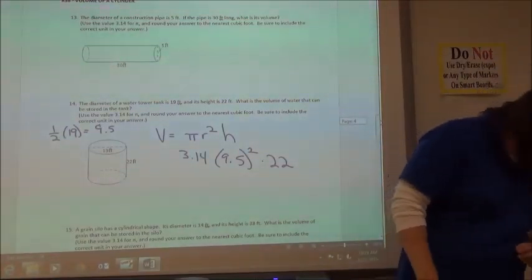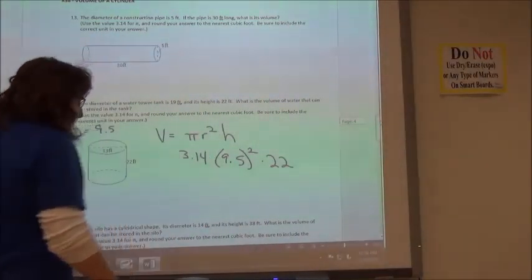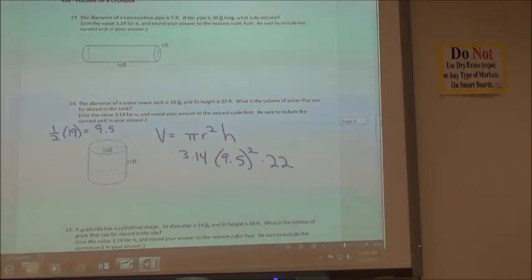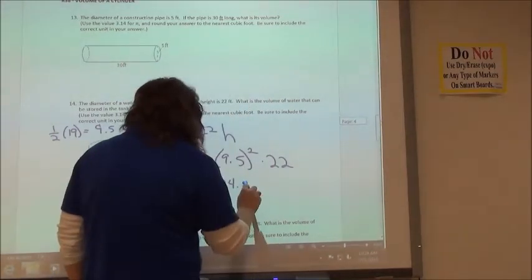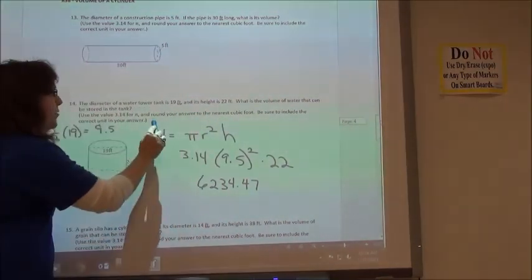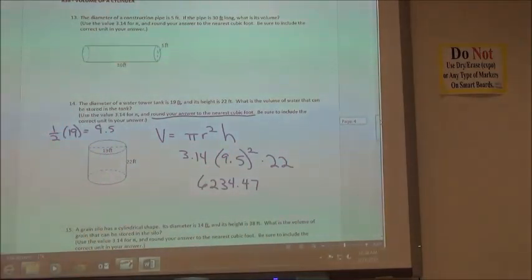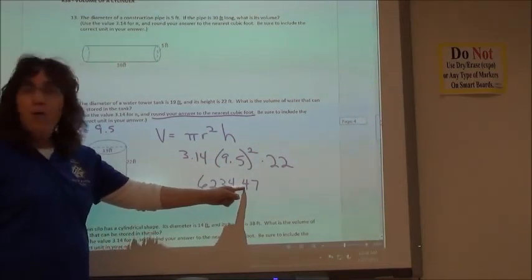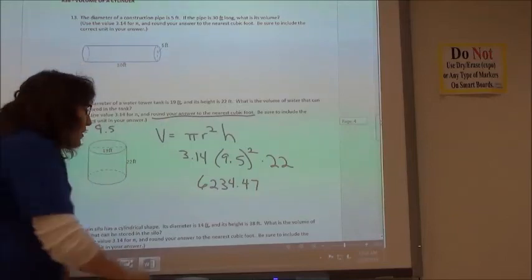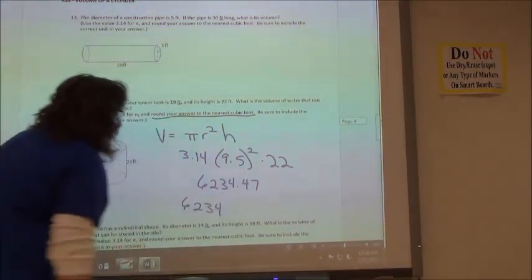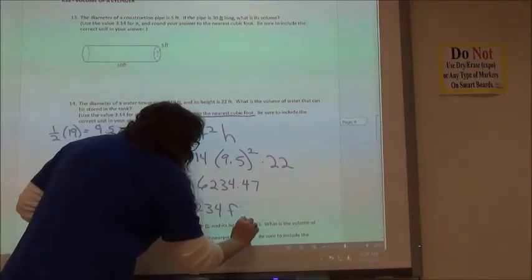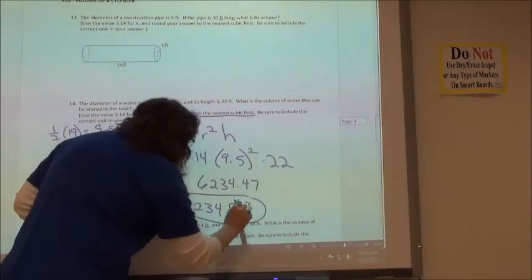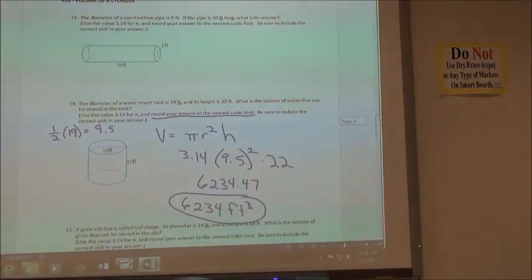And you come up with 6,234.47. And this one says, round your answer to the nearest cubic foot. In other words, it's telling you to round it off to the nearest whole number. So in this case, since there's a 4 in my tenths spot, I'm just going to leave that front part alone and say 6,234. And then, of course, I have to put my label. Since I'm doing volume, it's going to be feet cubed. Feet to the third power. So 6,234 feet cubed.